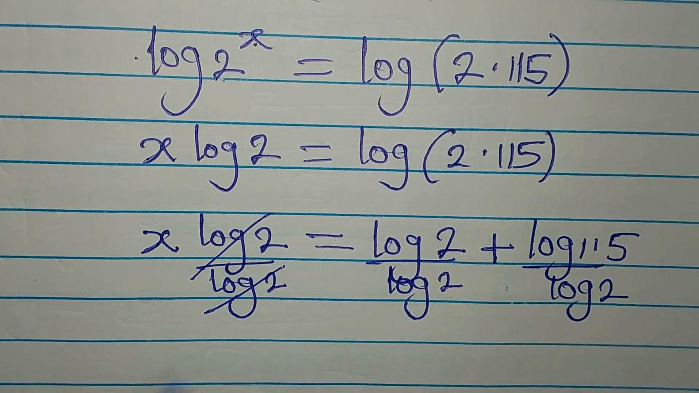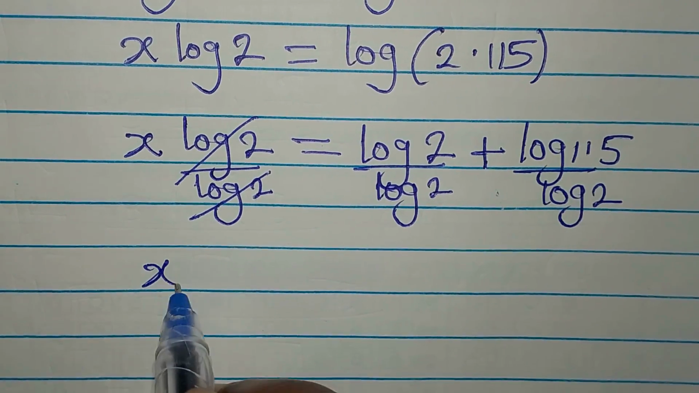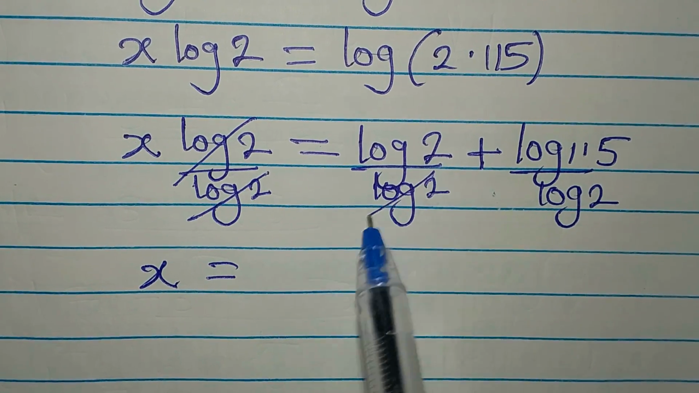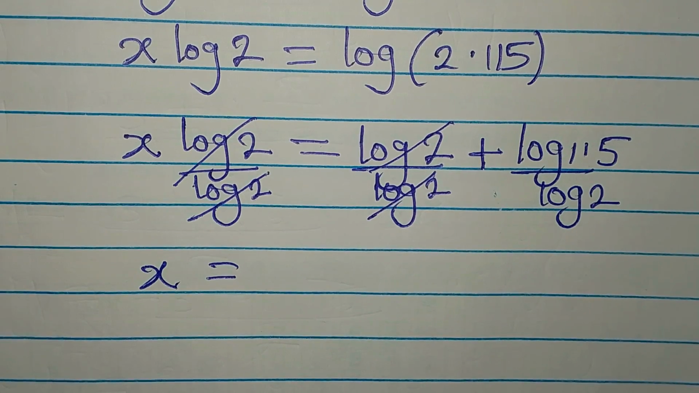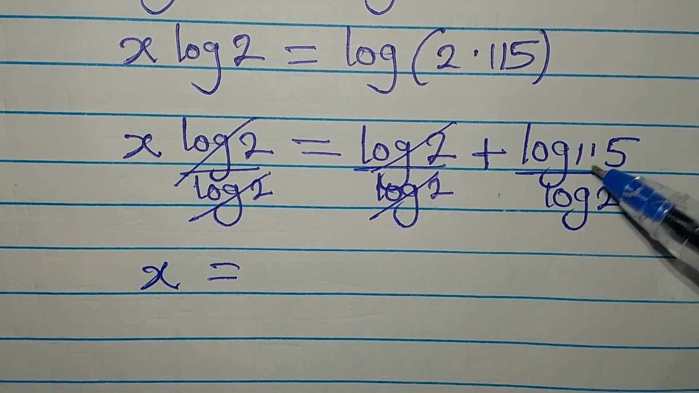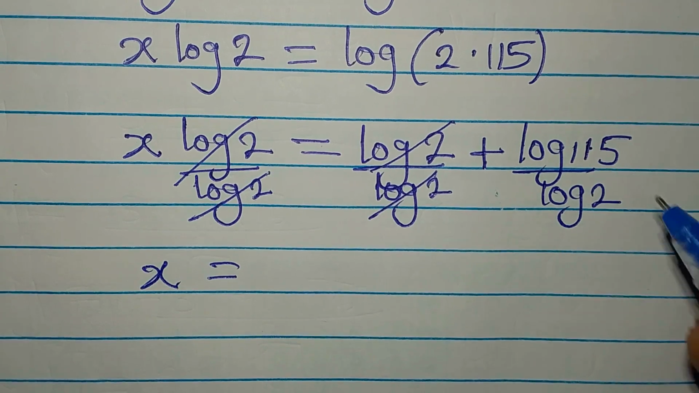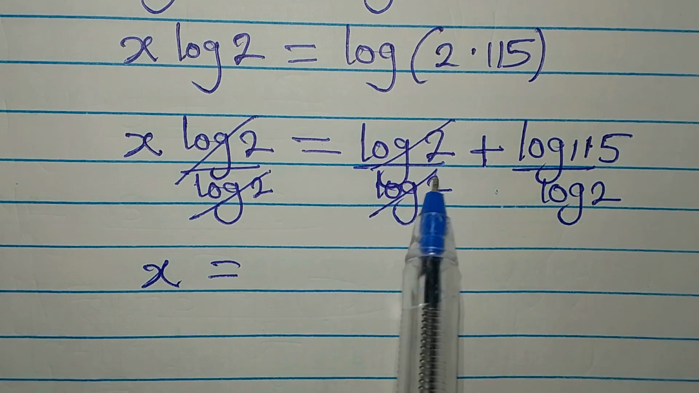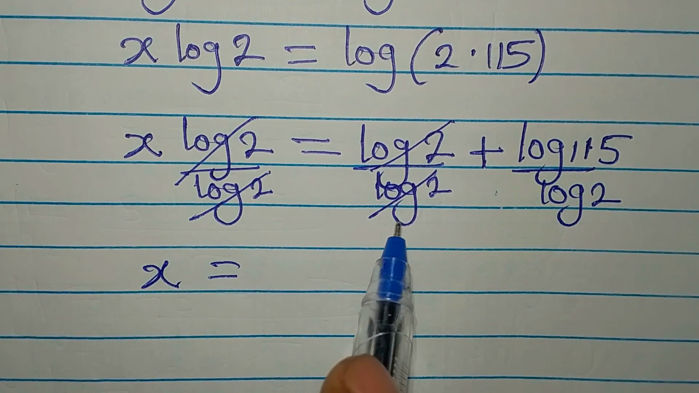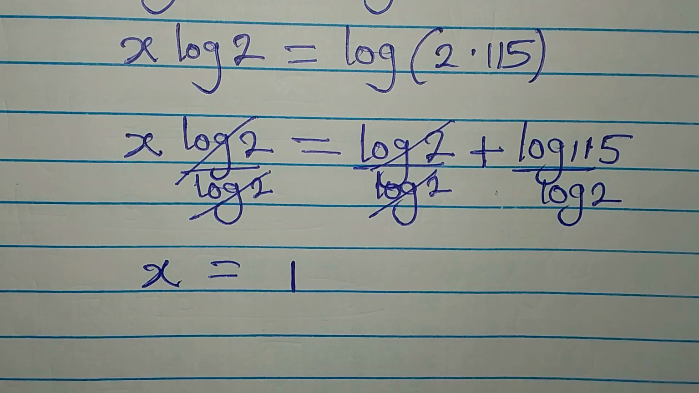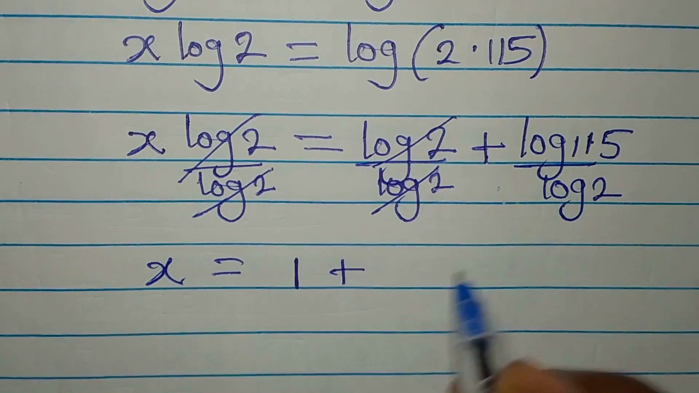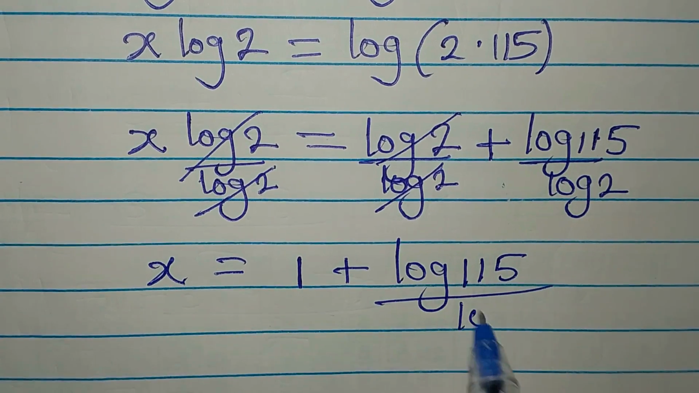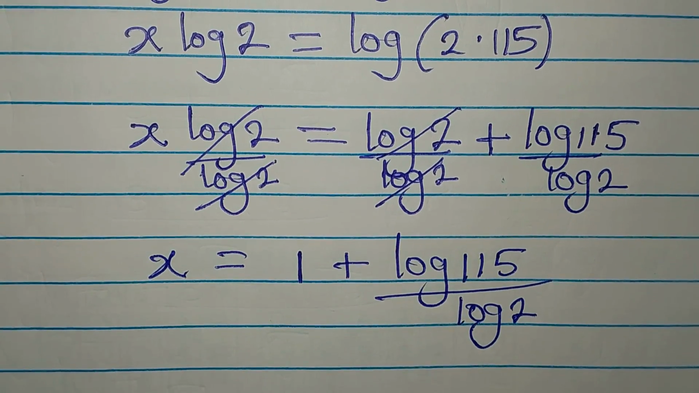Now this is going to take this away, and then x will be equal to, now some persons will believe that since this can go into this, there will be nothing left over there. So we now have log 115 divided by log 2, but that is not correct. What we have here is log 2 divided by log 2, so that is going to give 1. Then we add log 115 divided by log 2.